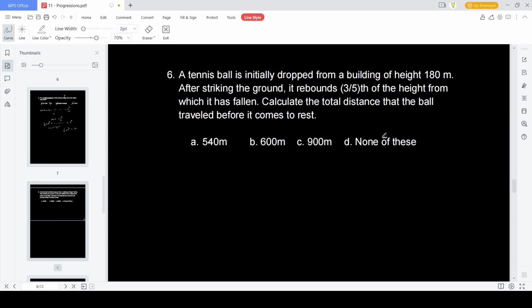A tennis ball is initially dropped from a building of height 180 meter. After striking the ground, it rebounds to 3/5 of the height from which it has fallen. Calculate the total distance the ball travels before it comes to rest. So basically 180 meter is the height of the building. It rebounds to 3/5 of its height and then again drops, and then again 3/5 and again drops, till it continues and comes to rest. So this will be a GP.